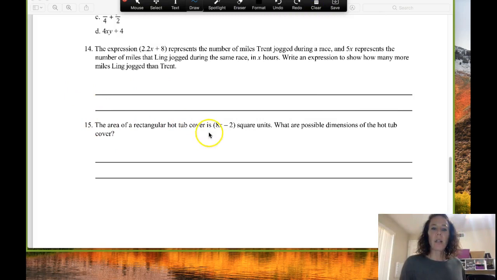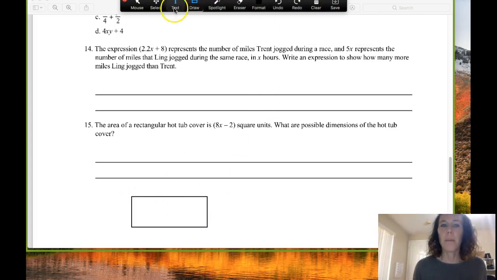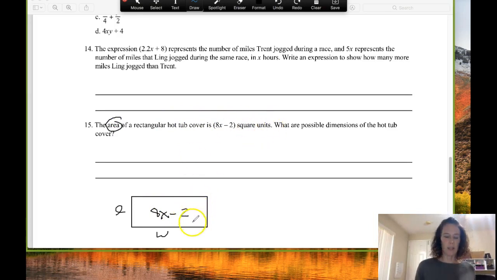An area of a rectangular hot tub cover is, I like to draw things so I can picture. Okay, if it's a rectangular hot tub cover, and that was an ugly rectangle. I'm going to use this. That's better. Okay. And you know an area is the length times the width. Okay, so two terms. They gave us the area of the rectangular hot tub cover, and they said it was 8x minus 2 square units, unit squared. So whether that is feet squared or whatever the unit is, okay? This is our area. What are the possible dimensions of the hot tub cover?